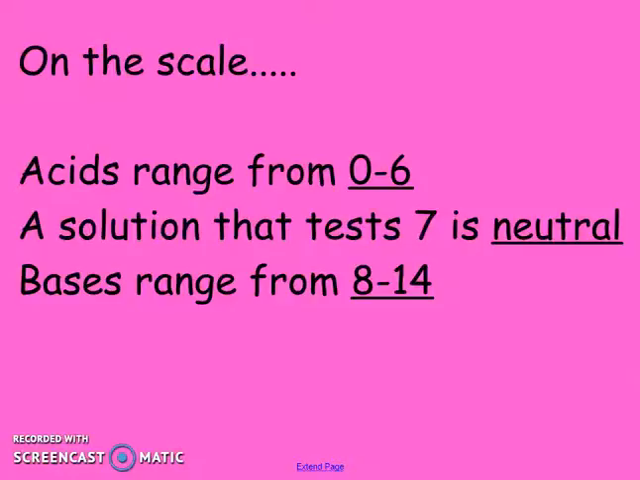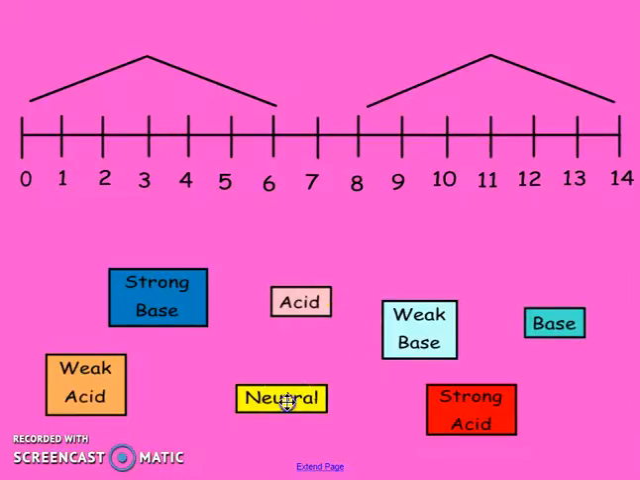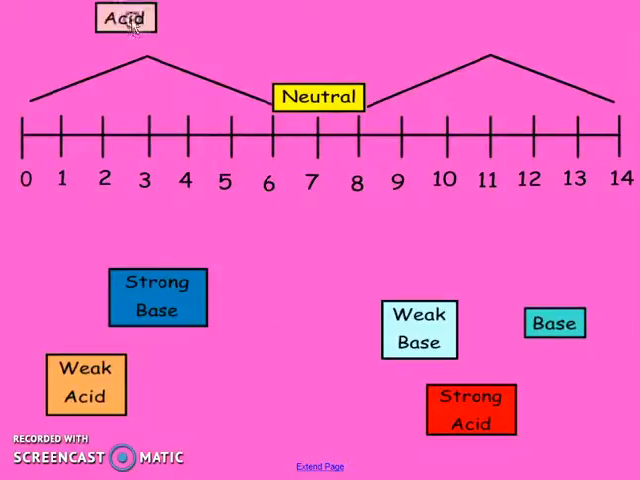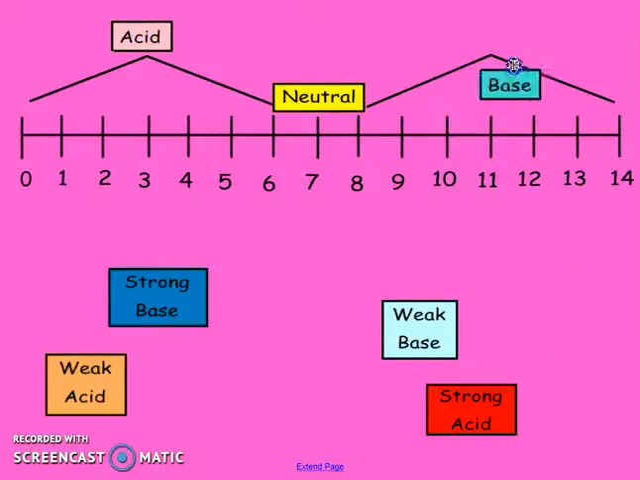So if we look at the scale, acids are going to range from 0 to 6, which is all the way on the left-hand side of the scale. A solution that tests at 7 is neutral, which is right in the middle of the scale. And bases are going to range from 8 to 14 on the right-hand side of the scale. So if we look here at our example, we know that neutral is right in the center at 7. Our acids are going to be on the left-hand side of the scale, and the bases are going to be on the right-hand side.